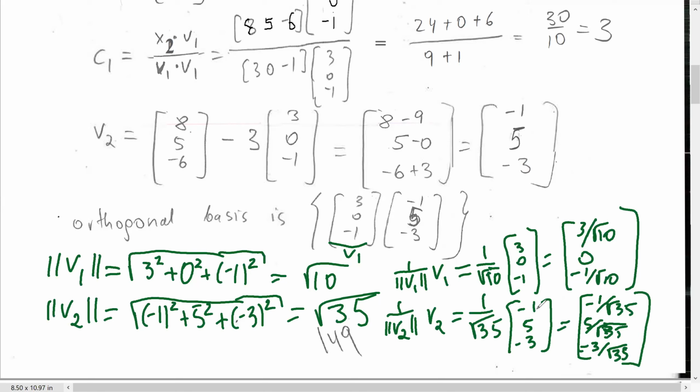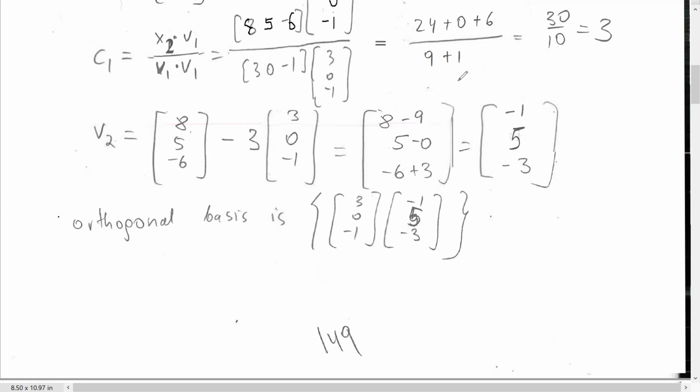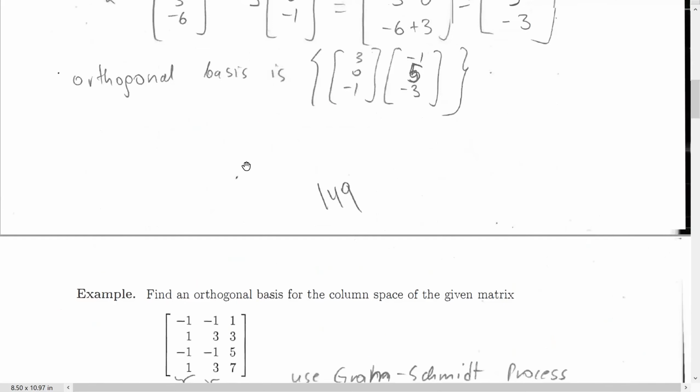So those two vectors are orthonormal. They are orthogonal, and normalized means length is 1. You can check that the length is indeed 1. Okay, now we can move on.